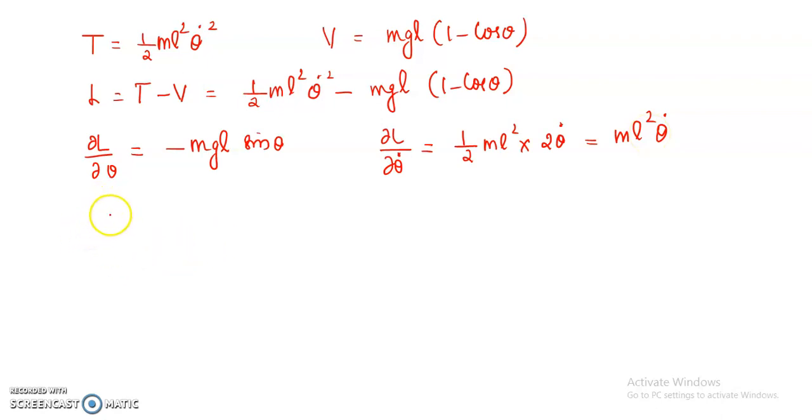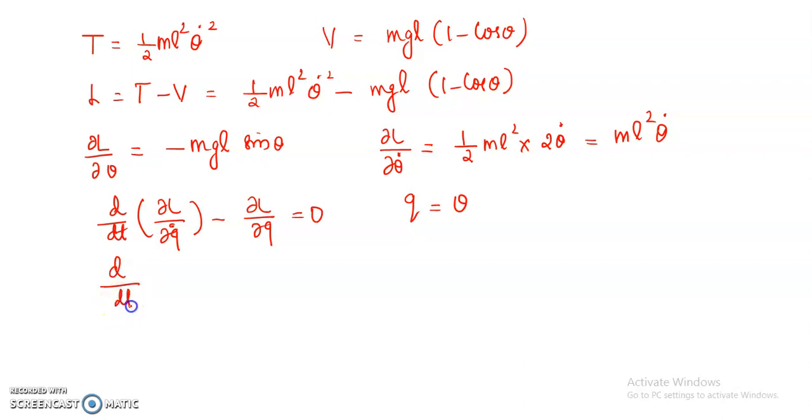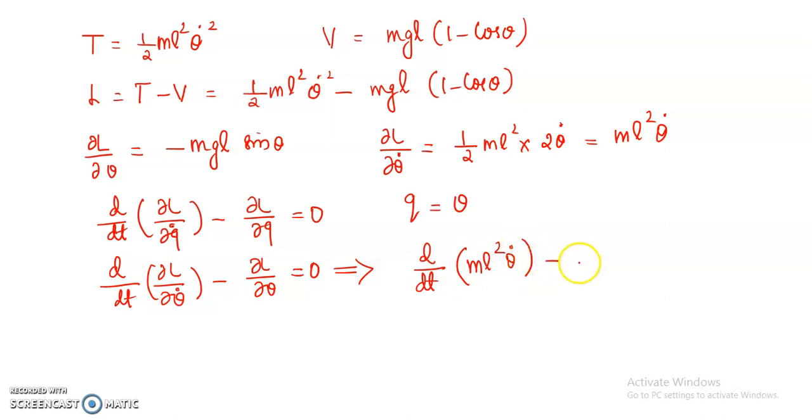We have the Lagrange's equation as d by dt of dou L by dou q dot minus dou L by dou q equal to 0. Here the generalized variable is q equal to theta. So the equation changes to d by dt of dou L by dou theta dot minus dou L by dou theta equal to 0. Making substitution, we get d by dt of m L square theta dot minus minus mgL sin theta equal to 0.